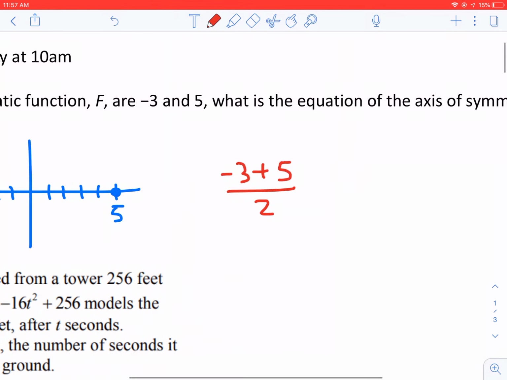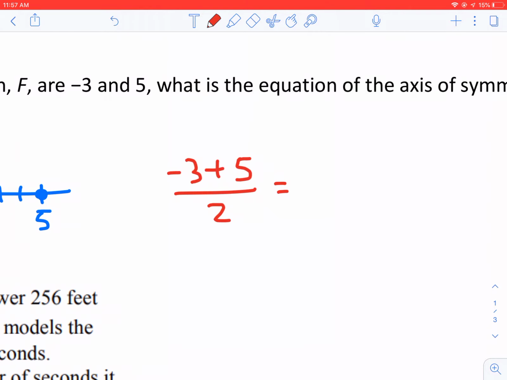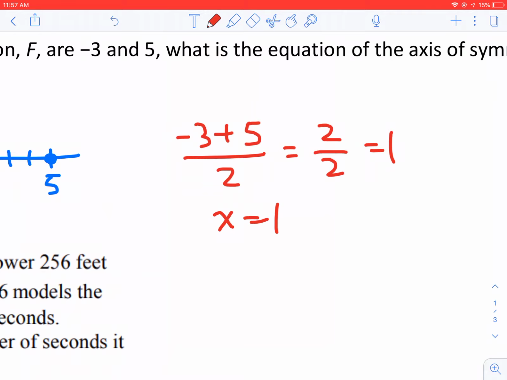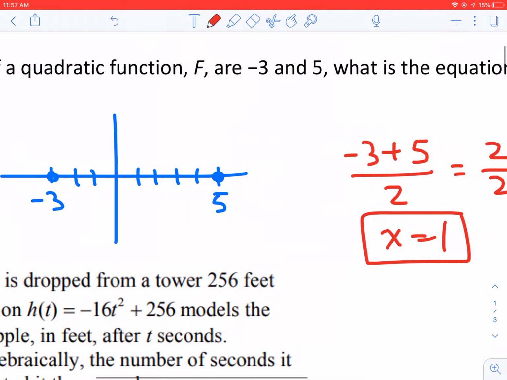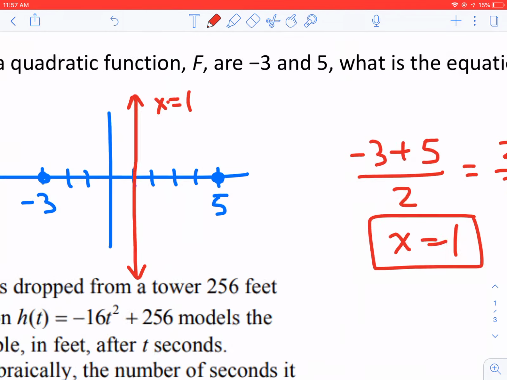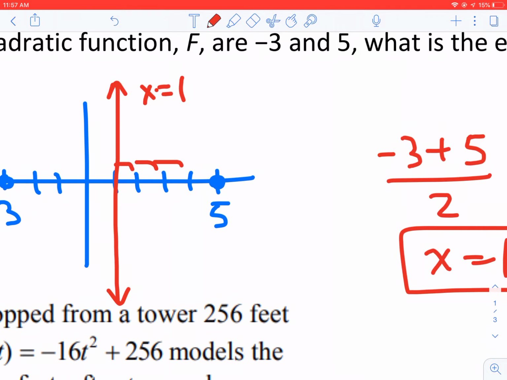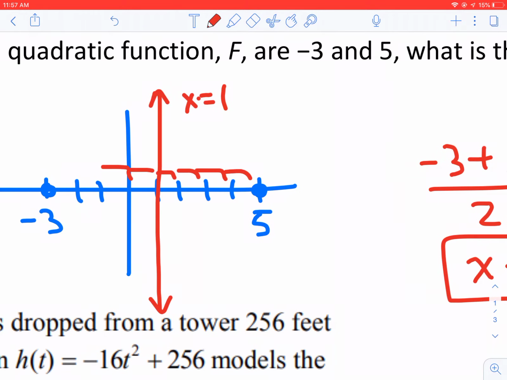To average two numbers, we add them up and divide by 2. That's going to be 2 over 2, which is 1. So there is my axis of symmetry, x equals 1. If I draw this on the graph, x equals 1 is over there. We can see that this line is the same distance away from 5 as it is from -3. They're both 4 units away.